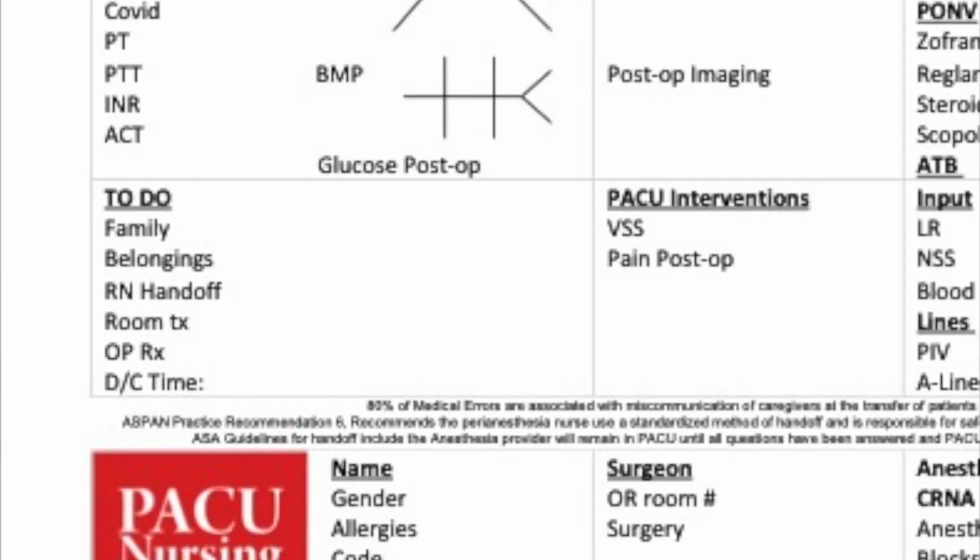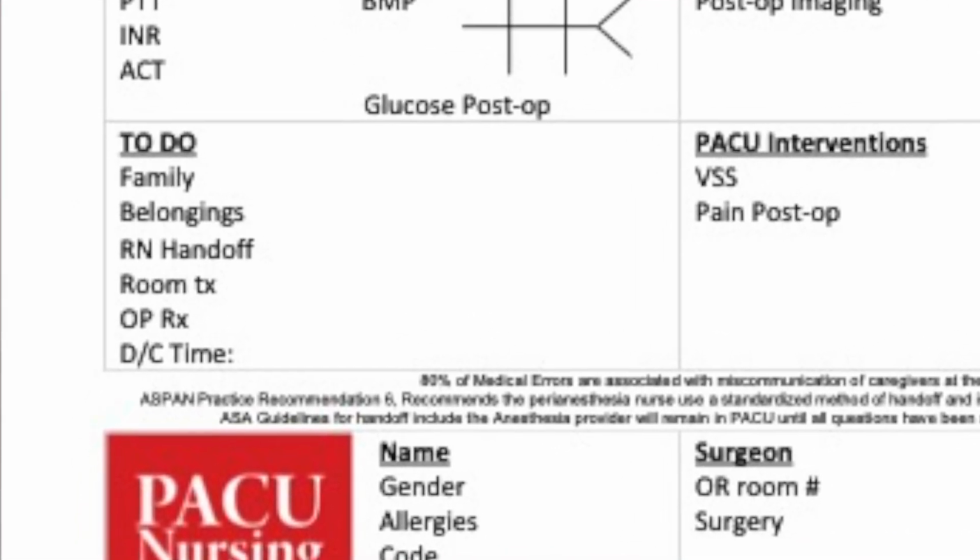Where are their belongings? Do they have a hearing aid, glasses, dentures, their clothing, their valuables? And then who you're giving your handoff to. You want to write that nurse's name down, the room that they're going to be going to. And then if you had to do anything with prescriptions for the discharge or the transfer.